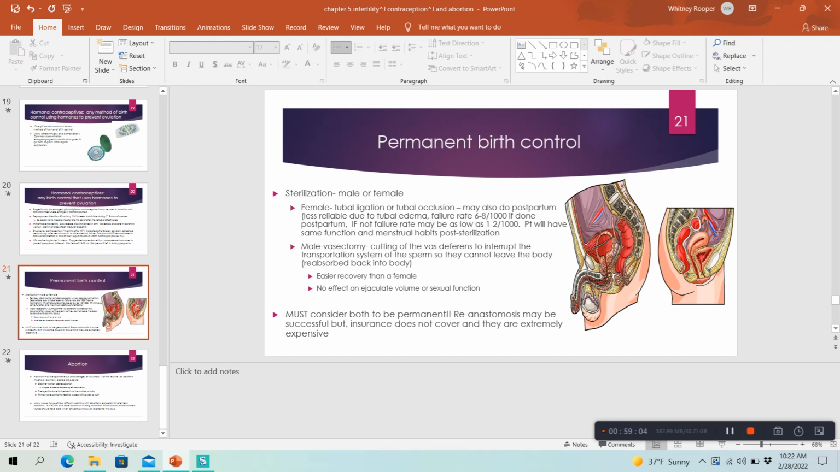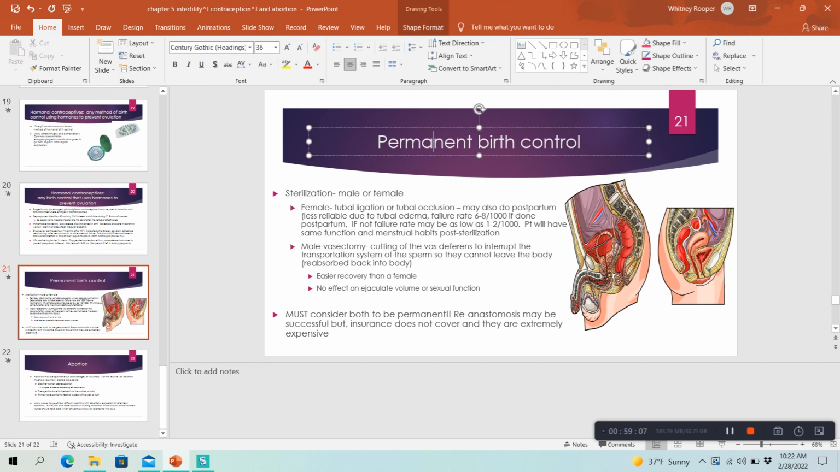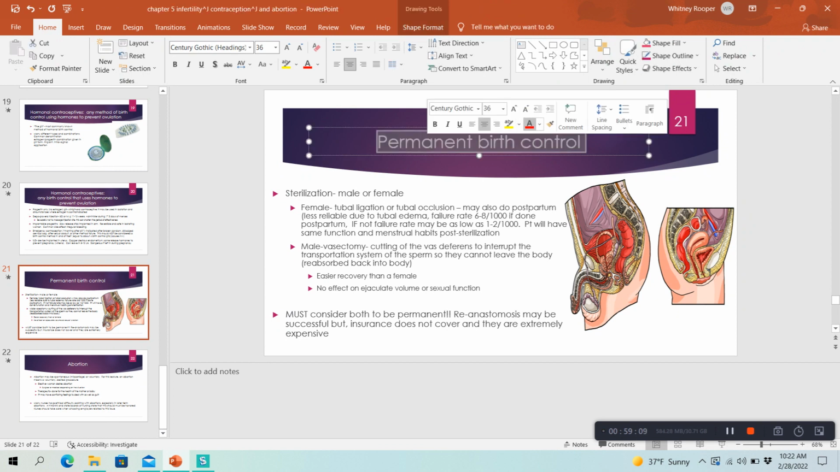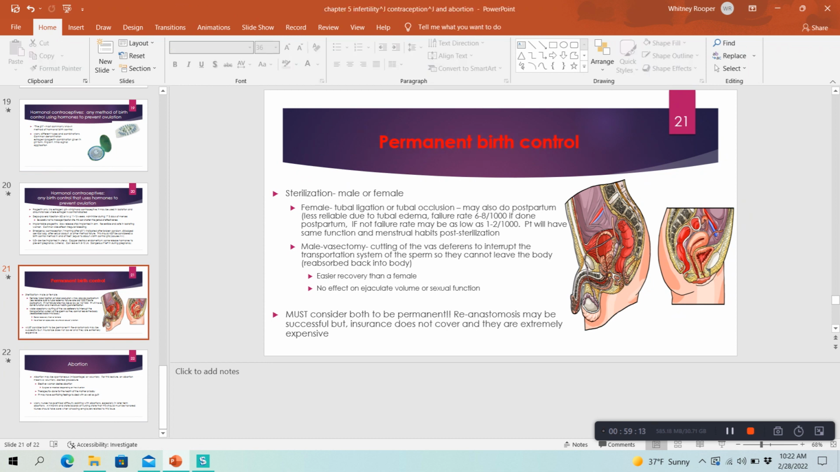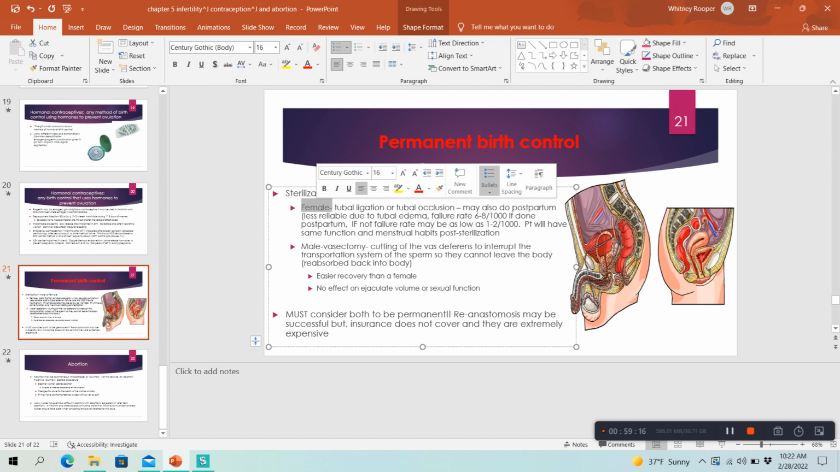Now I hear people say, oh, they use those clips now, so you want to have it reversed later. You should never consider a sterilization if you think that you might have it reversed later, because even the clips that they put on the fallopian tubes will cause enough scarring that it's usually permanent.